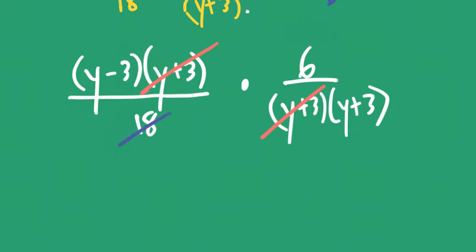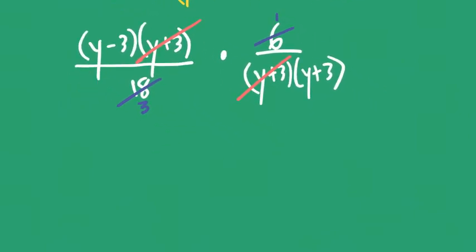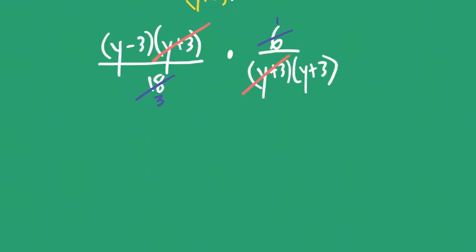The 6 and the 18 we can reduce by 6. 6 goes into 6 one time. 6 goes into 18 3 times. And once you've done all that simplifying, then we just look at what we've got on top. When we multiply across, we've got y minus 3 and that 1. So y minus 3 times 1 is just y minus 3.